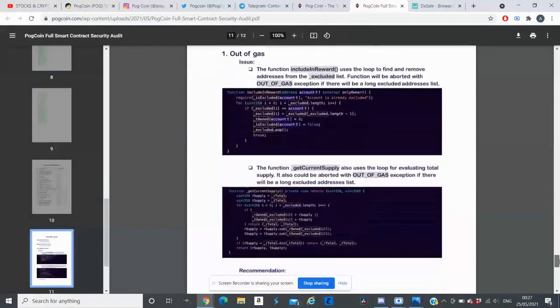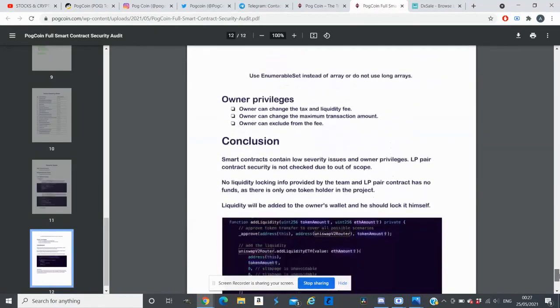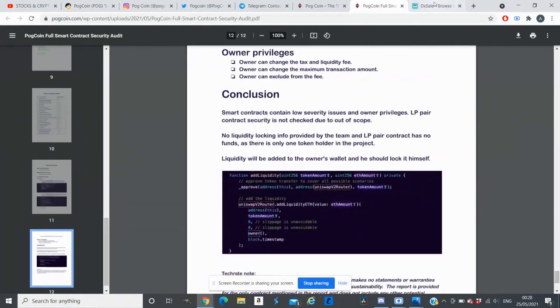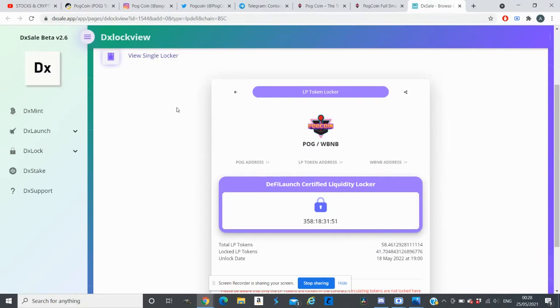If we have a look at the last bit, the liquidity at the time of the audit wasn't locked, but I did contact their admin, or you can call him a CEO, I'm not quite sure, from the Telegram group, and he did provide me with the link to their locked liquidity.